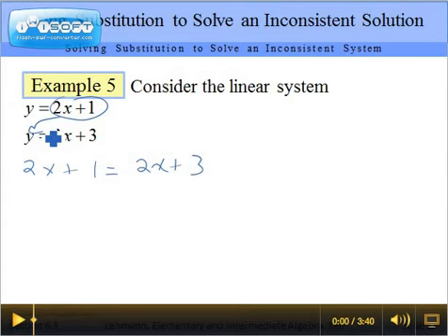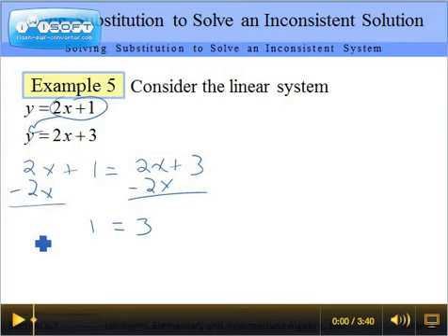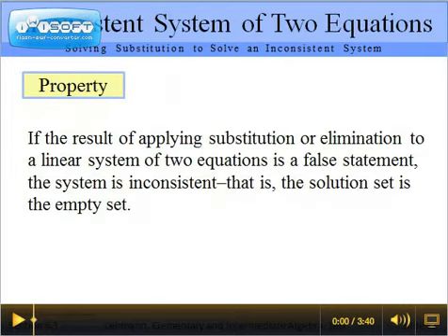because all I'm doing is taking the 2x plus 1 and plugging it in for the y. So to solve this, I would subtract 2x from both sides, and this would leave me with 1 is equal to 3, since 2x minus 2x is 0, and 2x minus 2x is 0. So I'm left with 1 equaling 3, which is not a true statement. So what this means is that I have an inconsistent system.